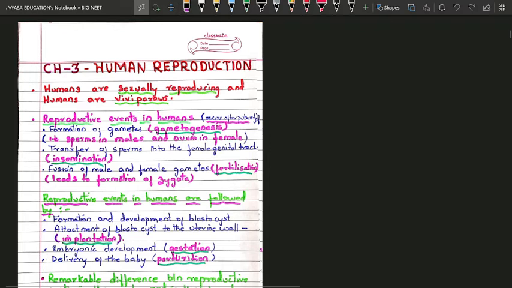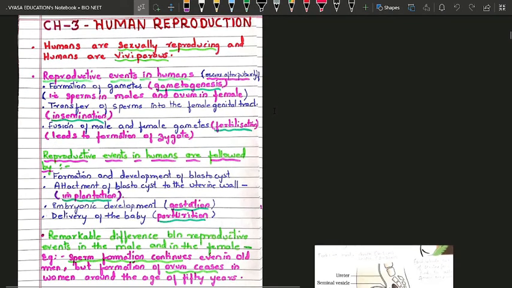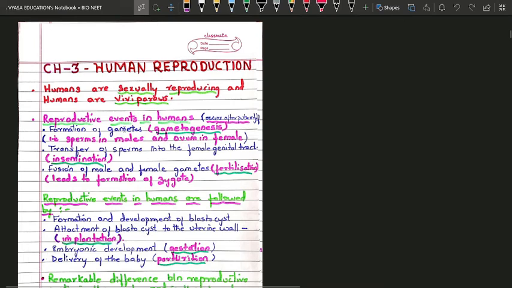So human reproduction. Let us start the chapter. These are all from NCERT only. So humans are sexually reproducing and humans are viviparous. This thing you have to remember. Humans are sexually reproducing organisms, and they are viviparous.